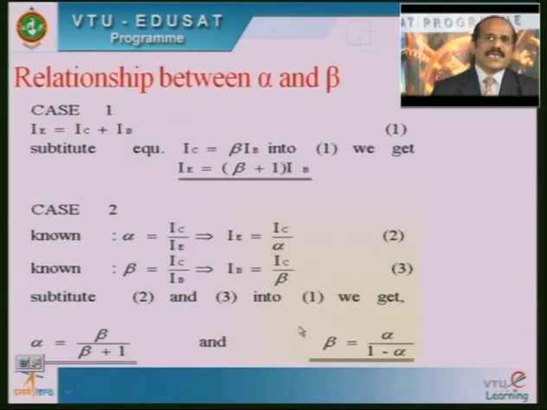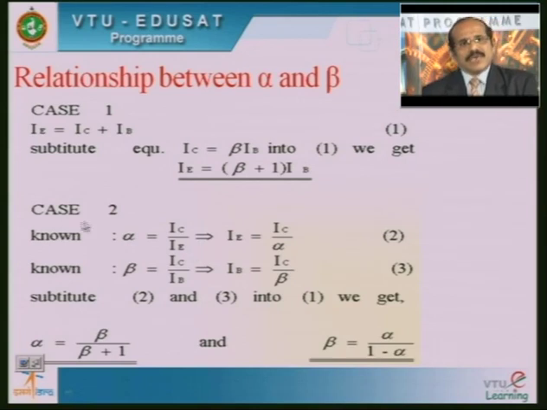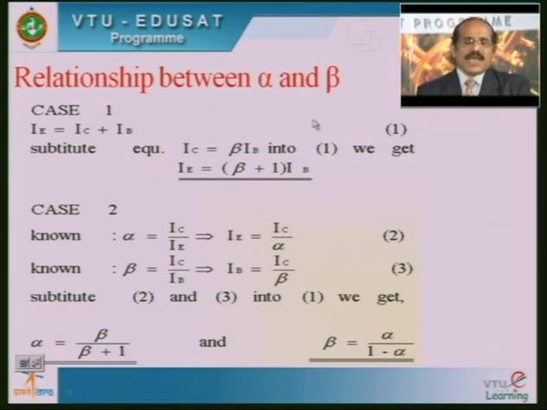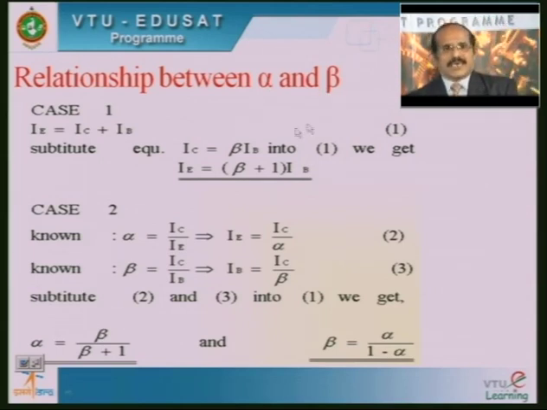Now, let us derive the relationship between the common base current gain, that is alpha, also called alpha DC, and beta, that is called the common emitter DC current gain here. So, you know that the emitter current is nothing but the sum of the collector current and the base current here. So, if you substitute IC equals beta IB, what we will get? IE is nothing but beta IB plus IB here.